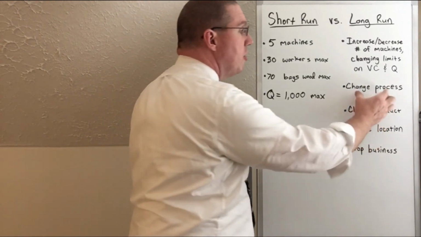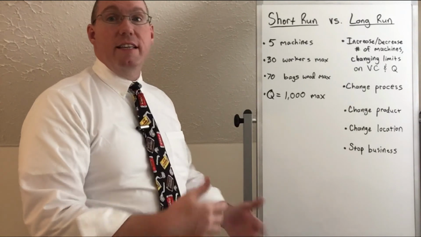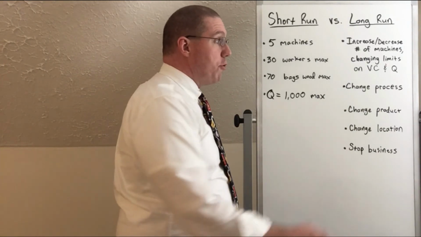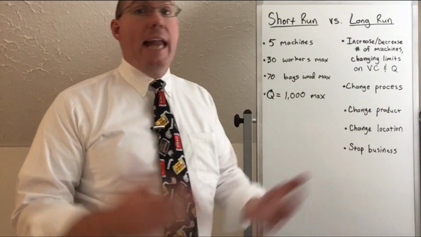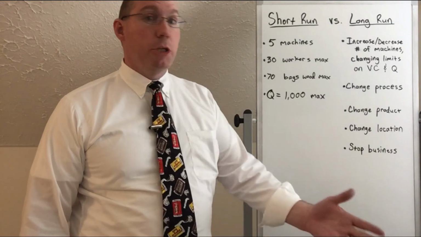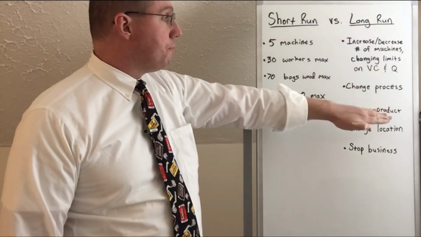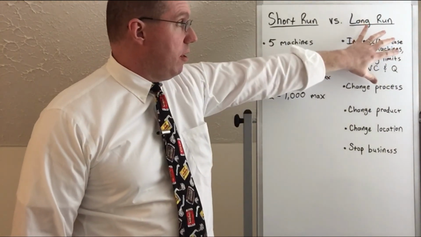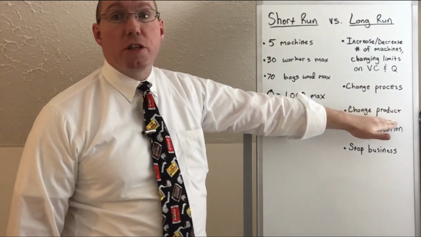They can also change the process entirely. They can stop using machines and have the product entirely made just by labor. They can also change the process to where the entire process is automated, where they don't need any labor at all. They can have the machines do the entire process. So in the long run, you can change the number of machines you have. You can also change the way you do it. You can change the product itself.